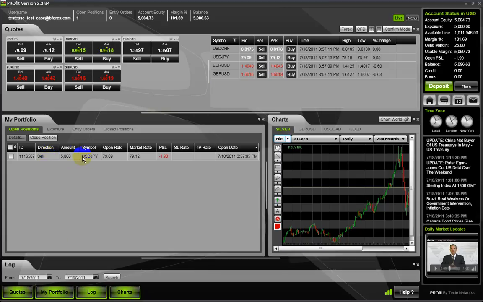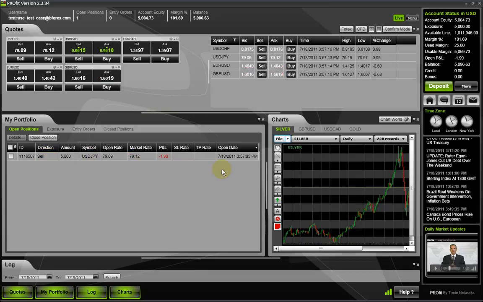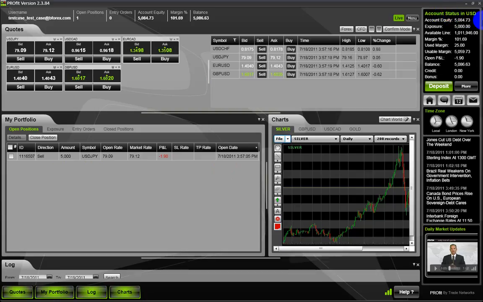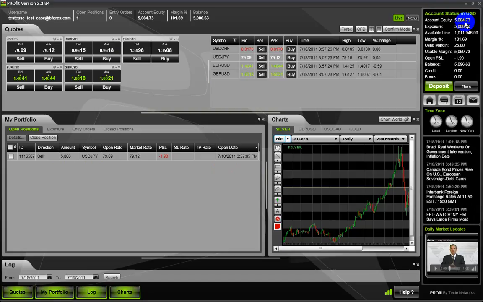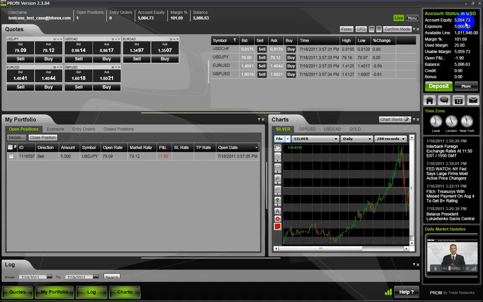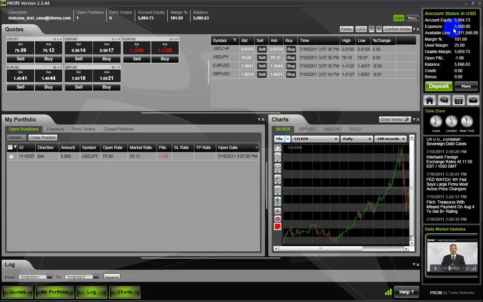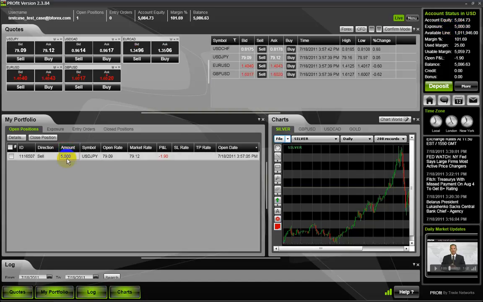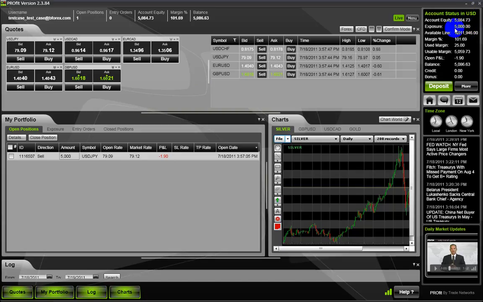So here we can, of course, see all the position details. But over here we have very important information, which is all of our account status. Now we're going to see the total account equity at the top, which is the most important number, which means how much money do we have in the account, including all of our open positions. Okay. Next we have the exposure amount, which is the exposure in US dollars. And as you remember, we opened up the position on 5,000. So the amount of exposure is 5,000 US dollars.